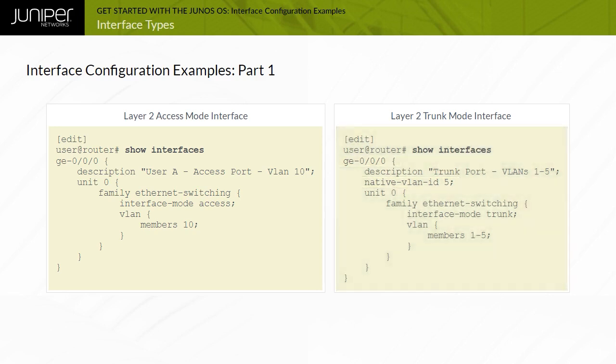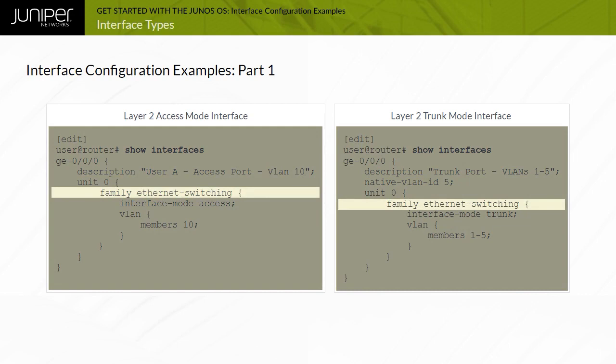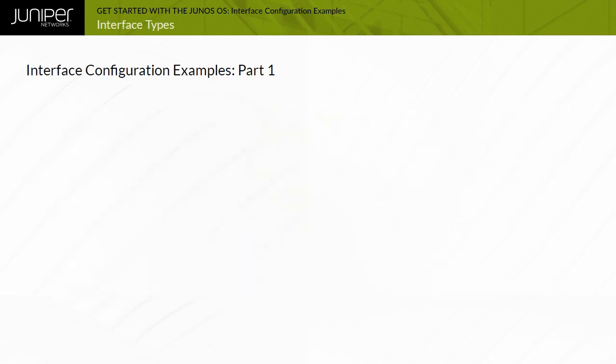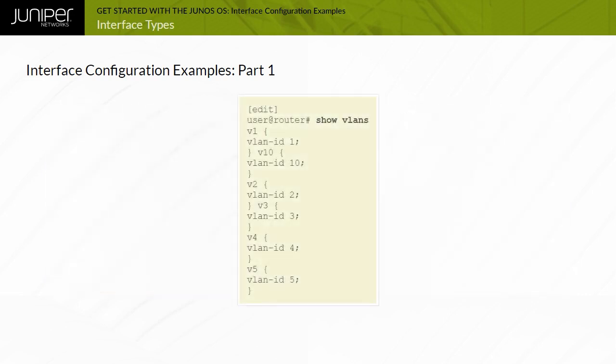Both configuration examples are configured for Layer 2, which uses the Ethernet switching protocol family, and the respective VLANs are configured at the Edit VLANs hierarchy. For more information on configuring Ethernet switching ports, refer to the Enterprise and Service Provider switching courses.